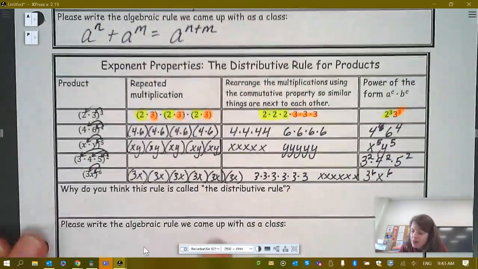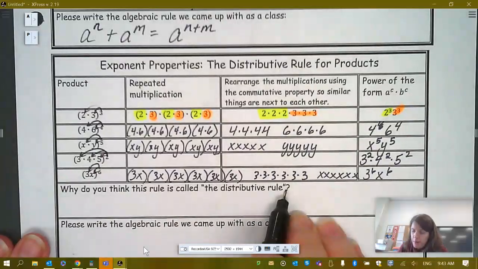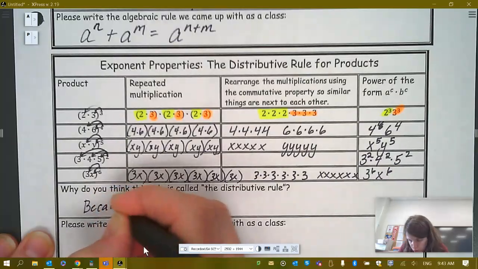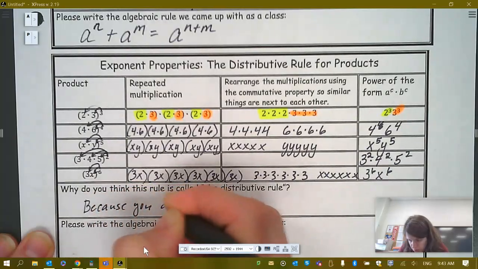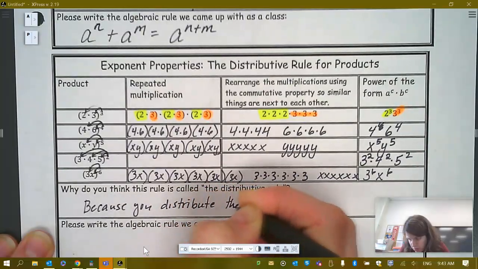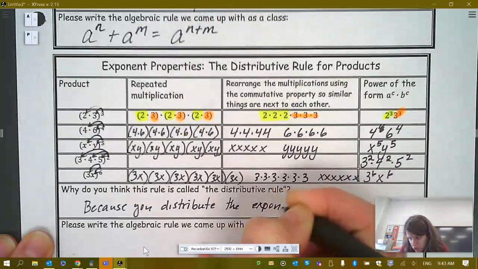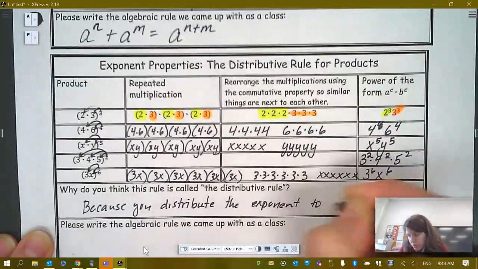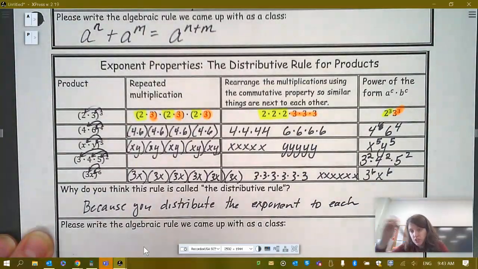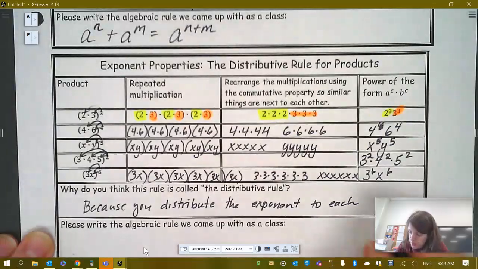Okay, so why do you think they call this the distributive rule? Because you distribute the exponent to each part. Just like when we multiply, right? We distribute the term outside the parentheses to the terms inside the parentheses.